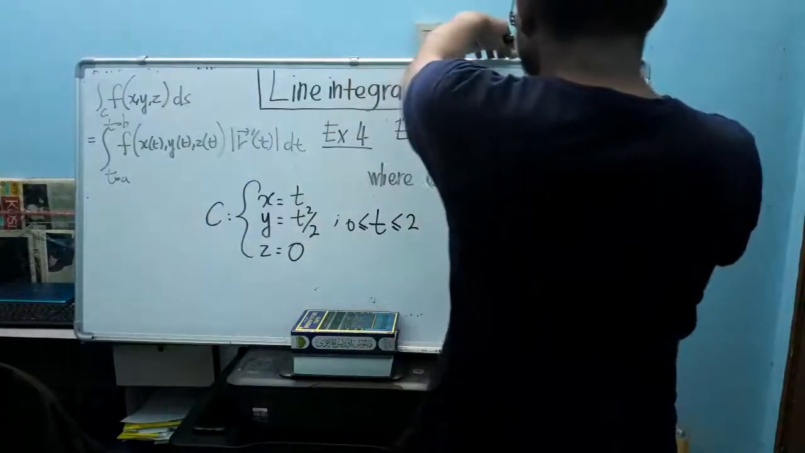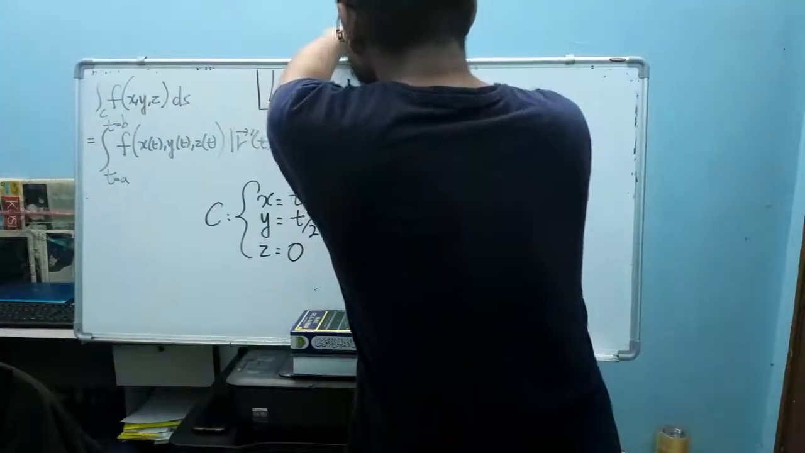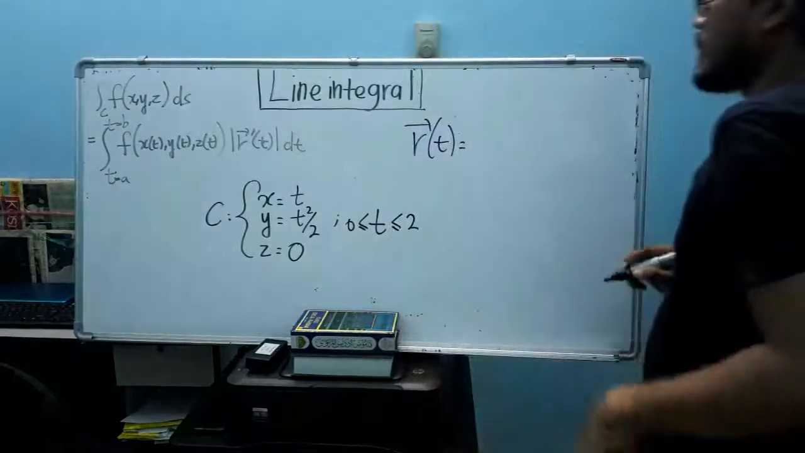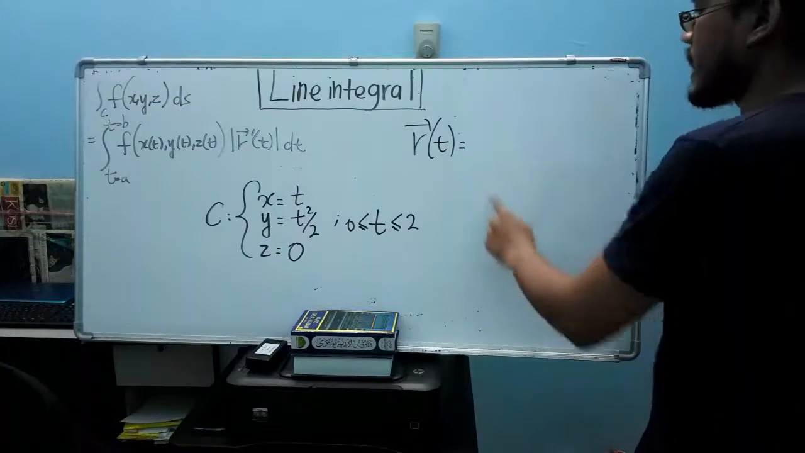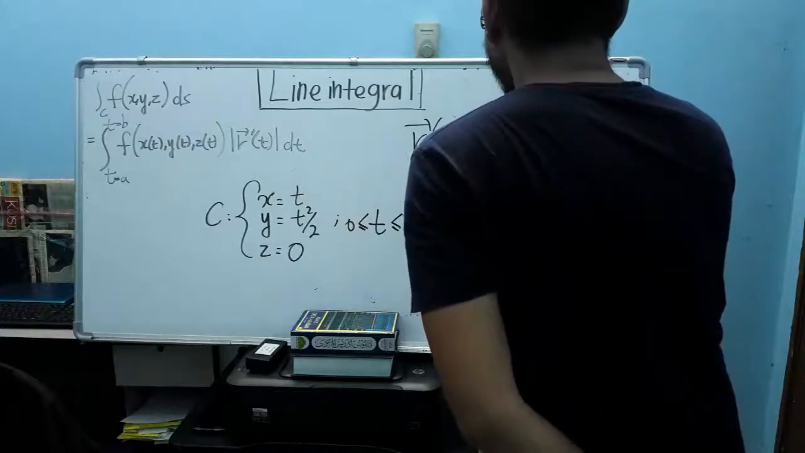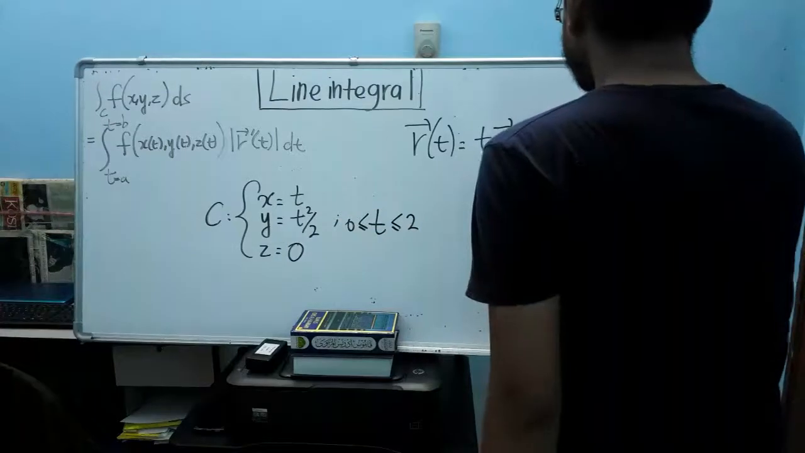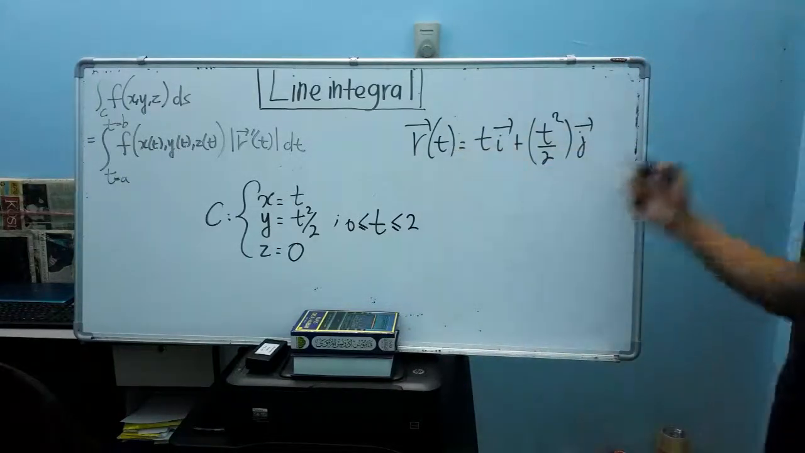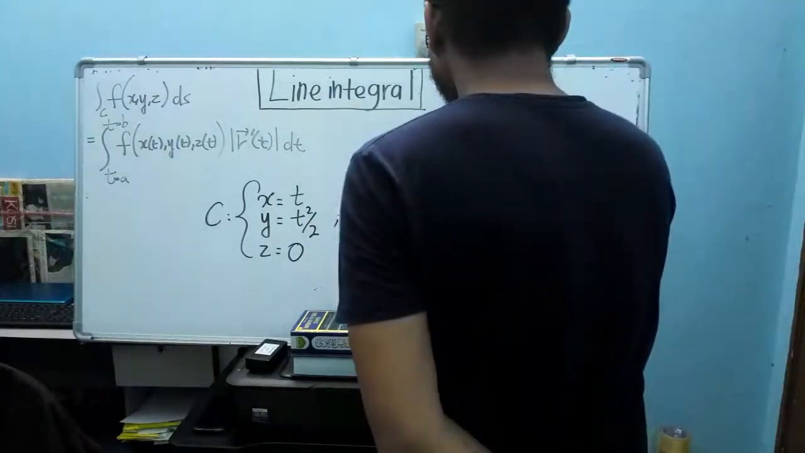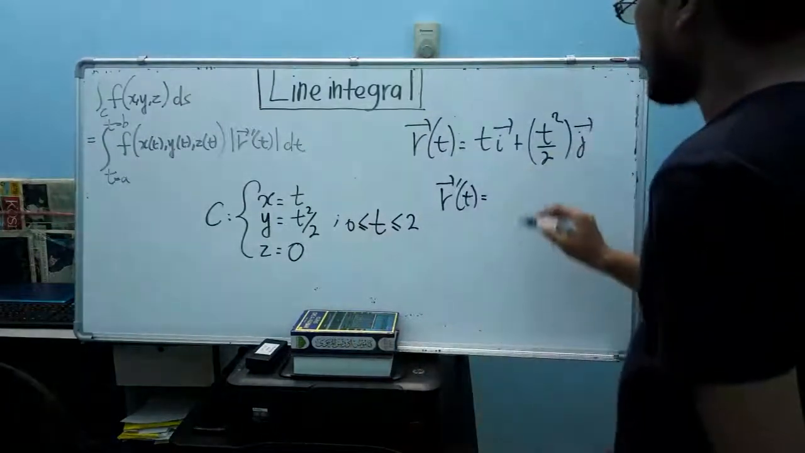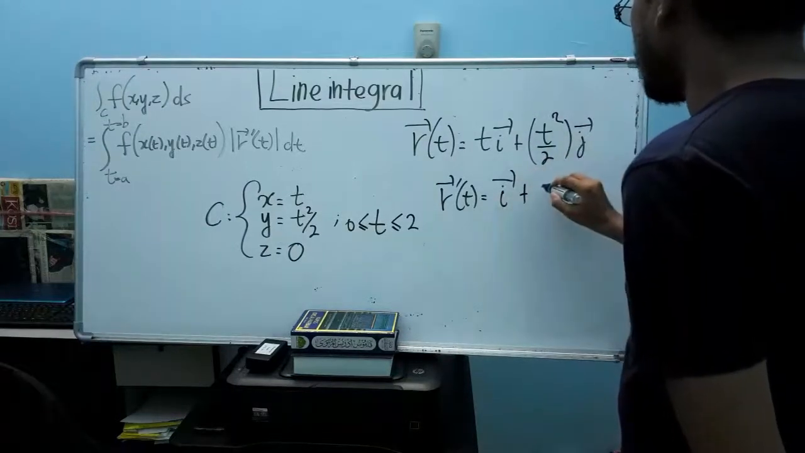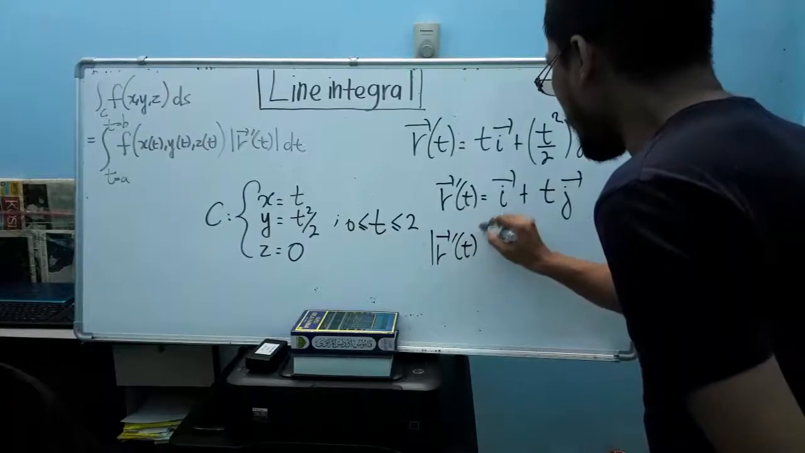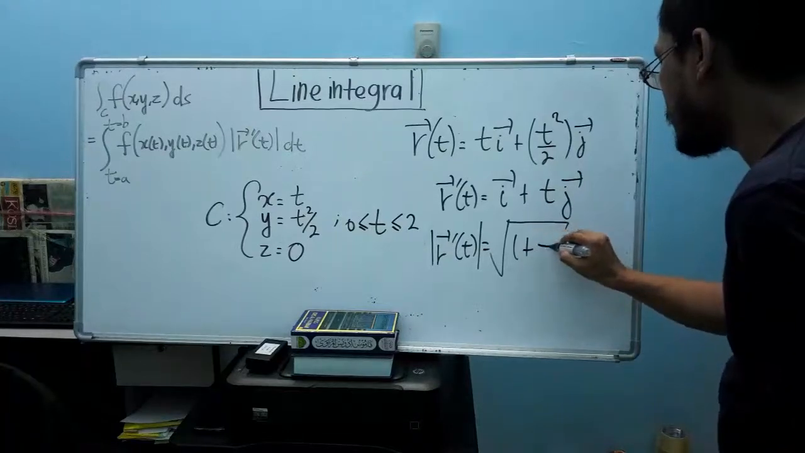So I have the parametric equation of my C, and from here I can find my r(t). r(t) is equal to x(t) i plus y(t) j plus z(t) k, which is t i plus t squared over 2 j, and z equals 0 so the k term is 0. Then r prime t is i plus t j, and the magnitude of r prime t is the square root of 1 plus t squared.